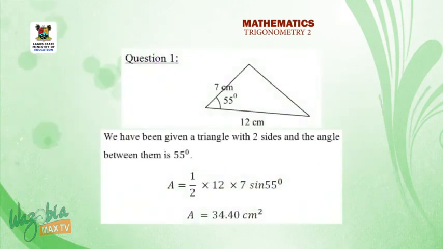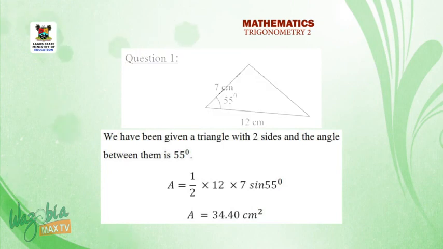So I have some questions here. Question number 1. We have been given a triangle and two sides have been given as 12 centimeters and 7 centimeters, and the angle between the two sides is given as 55 degrees. So what do I do there? Area equals half times 12 times 7 sine 55, and that will be 34.40 centimeters squared. You just have to apply your calculator there.